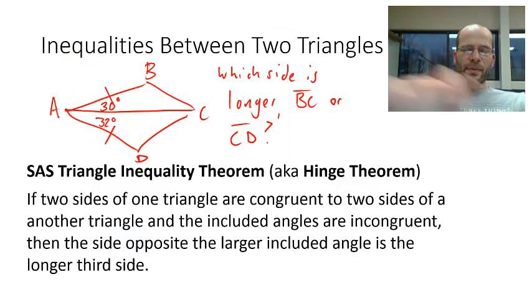Here's another example. Suppose we have this diagram. We have triangle ABC and triangle ADC.